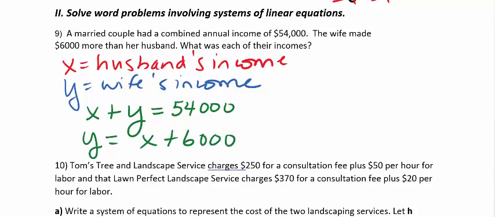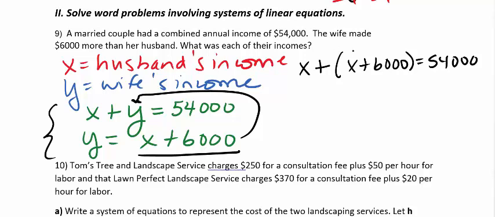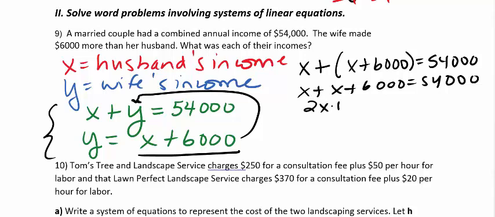Now, to solve this system right here, we can take y equals x plus 6,000 and substitute that in place of y in the first equation. And we can get x plus, and in place of y, we're going to substitute in x plus 6,000. And that's going to equal $54,000. Well, I don't have any number here to distribute other than 1, so we can just drop the parentheses. And then we want to go ahead and combine like terms, so x plus x is 2x. Then we can go ahead and subtract 6,000 from both sides.